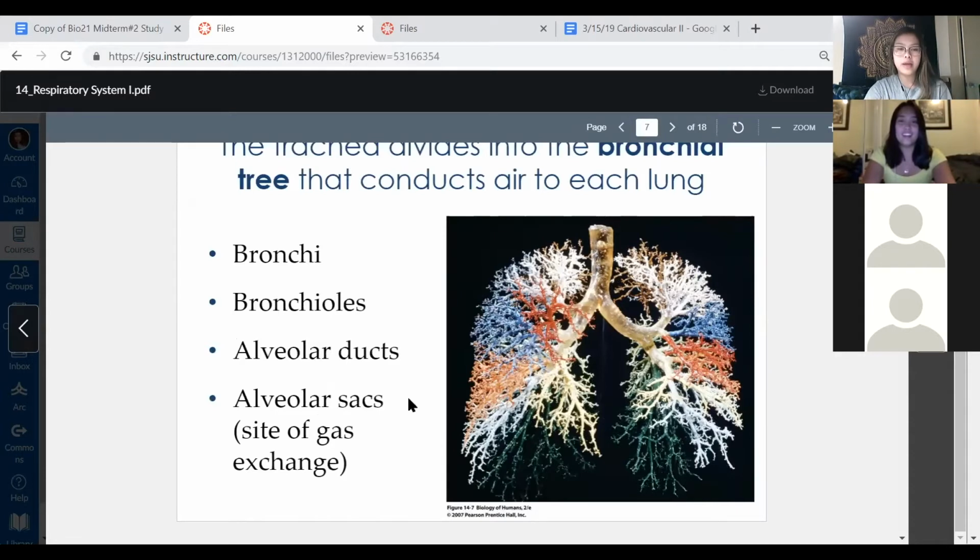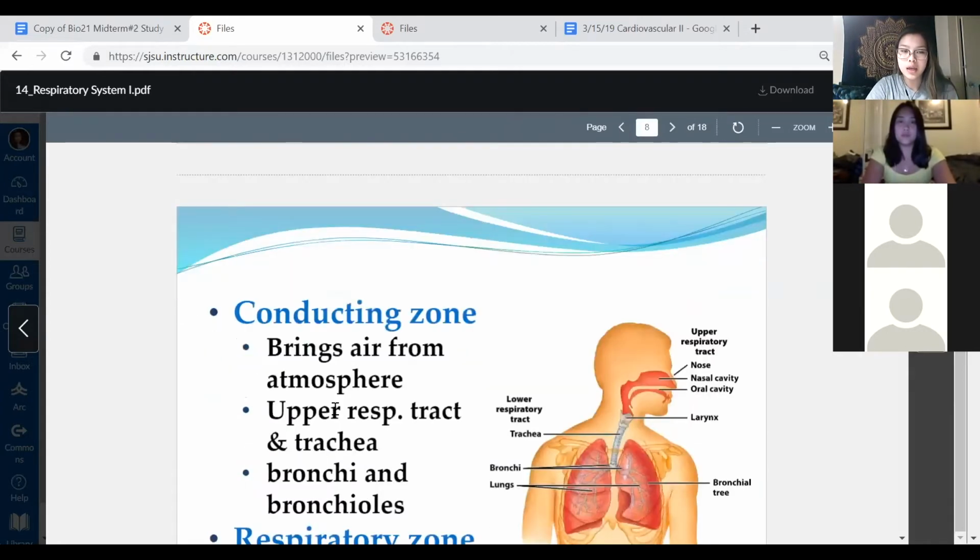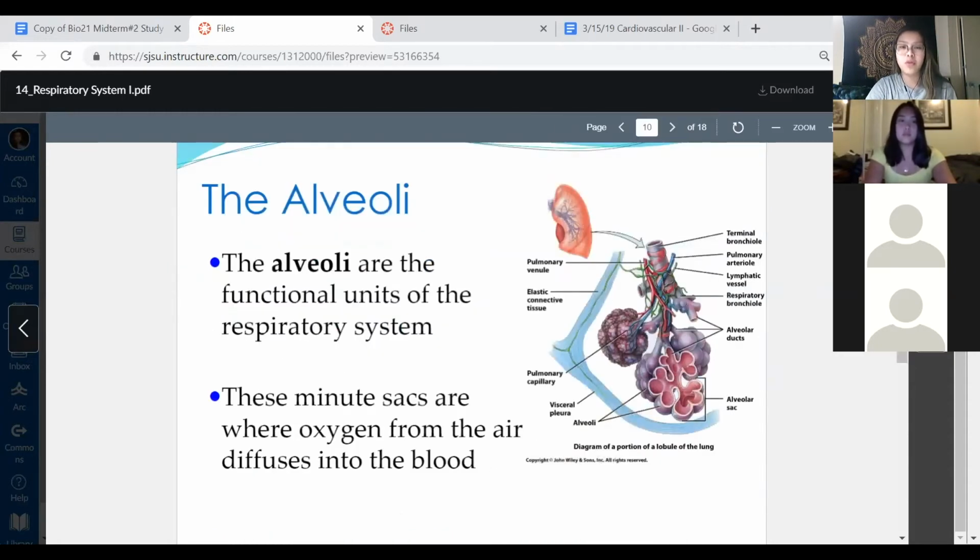Not to mention, she mentioned that the alveoli is the functional unit of the respiratory system. This is where the gas exchange happens, where oxygen from the air diffuses into your blood. And these are in your bronchial trees.